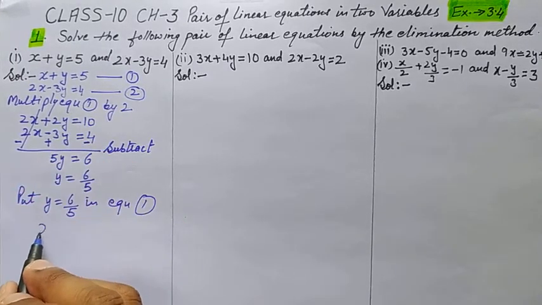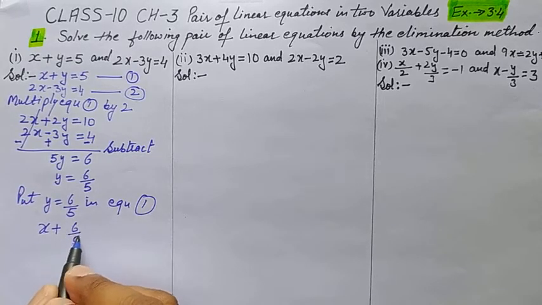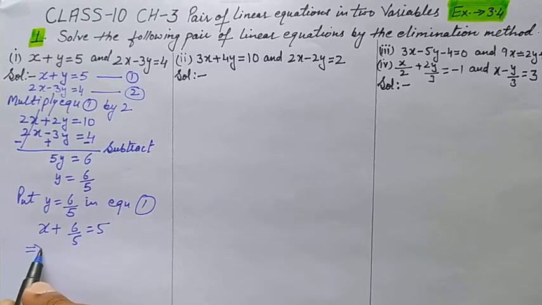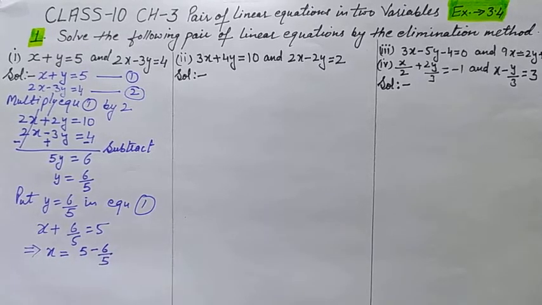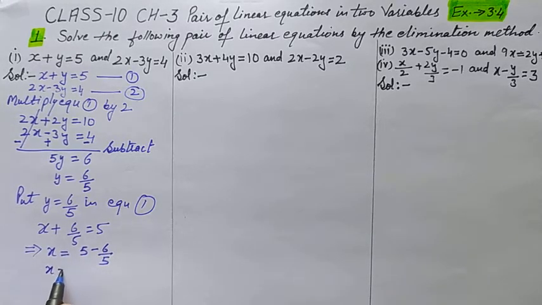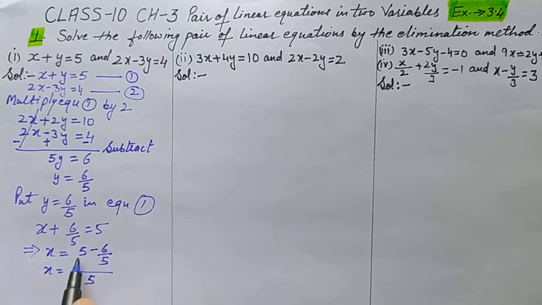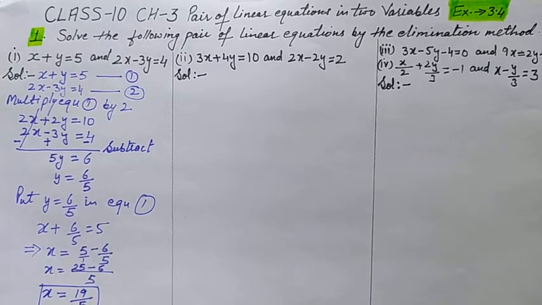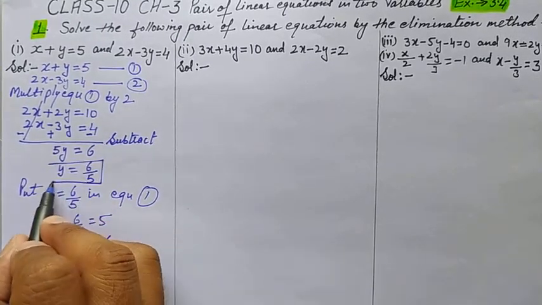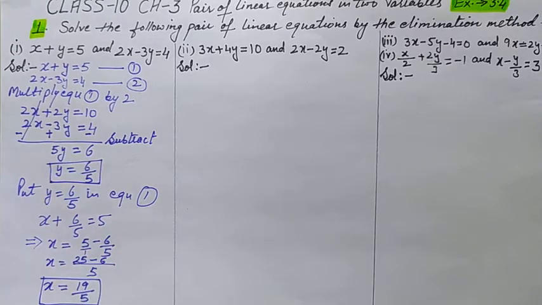So let's see what we get. x plus y, that is 6 over 5, is equal to 5. Now we will get the value of x from here. So x is equal to 5, and this 6 over 5 goes to the right hand side and becomes minus 6 over 5. So x is equal to 5 minus 6 over 5. You can take the LCM: 5 is 5 over 1, so 5 times 5 is 25, minus 6. So x is 25 minus 6, that is 19 over 5. So this is the value of x and this is the value of y. This is the solution of this pair of linear equations.